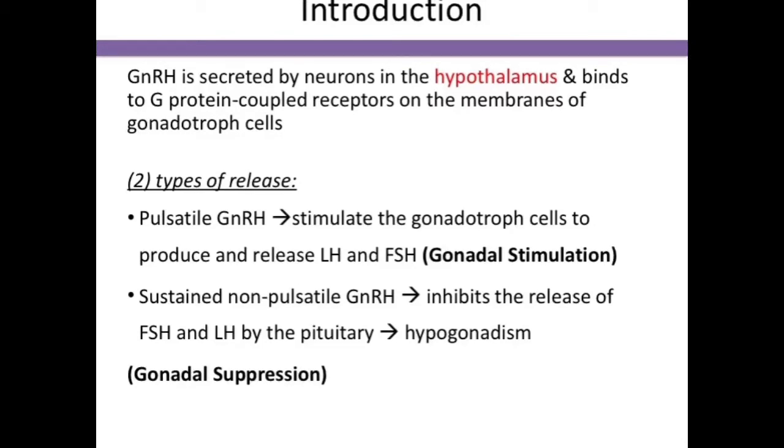There is also sustained non-pulsatile release of GnRH. This inhibits the release of FSH and LH by the pituitary and causes hypogonadism. So this leads to a gonadal suppression activity. So you have to remember that GnRH has both gonadal stimulation activity and also gonadal suppression activity. And what determines which type of activity it is, is the type of release of the GnRH itself, whether it is pulsatile release or sustained release.